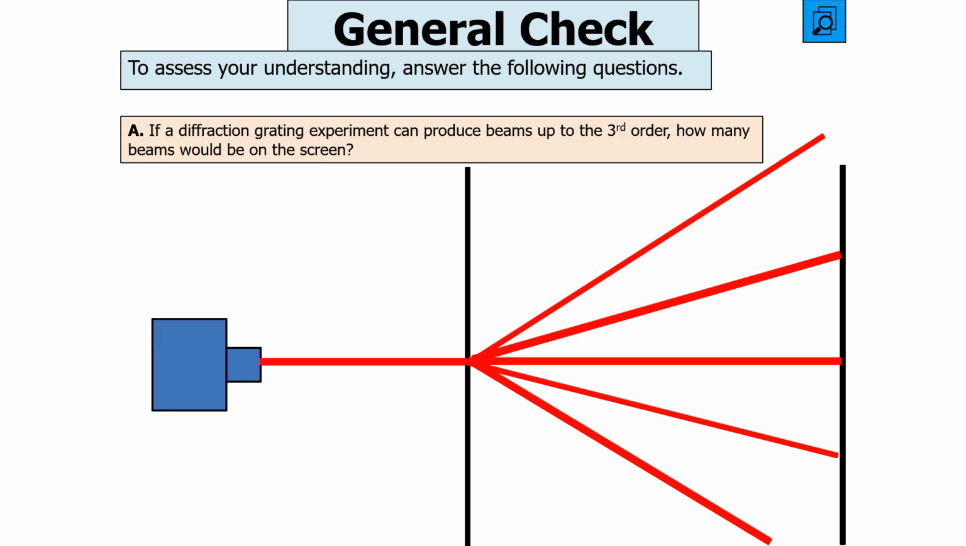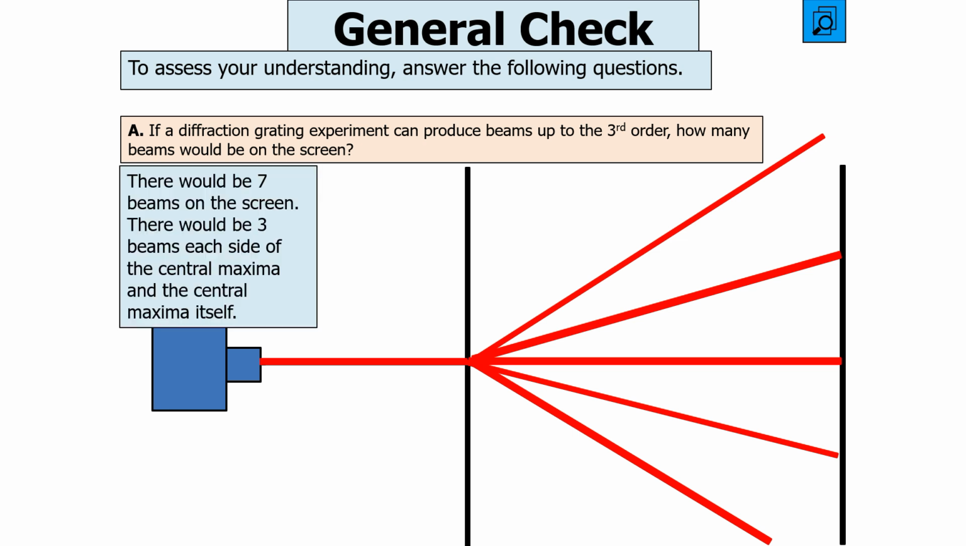If the diffraction grating experiment can produce beams up to the third order, how many beams will be on the screen? Pause the video now, then unpause the video when you want to go through your answer. There will be a maximum of 7 beams on the screen. There'll be 3 beams on each side of the central maxima and the central maxima itself.